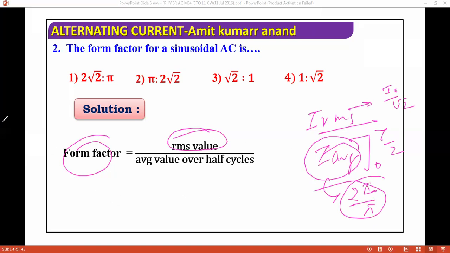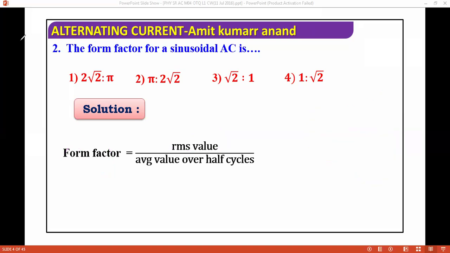This thing you need to keep in your brain to solve questions related to form factor. Questions directly come from form factor. Either you can directly remember this relation: pi is to 2 root 2. This is the form factor. This is a very favorite question for JEE aspirants.